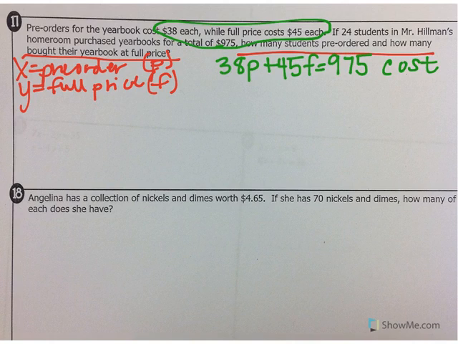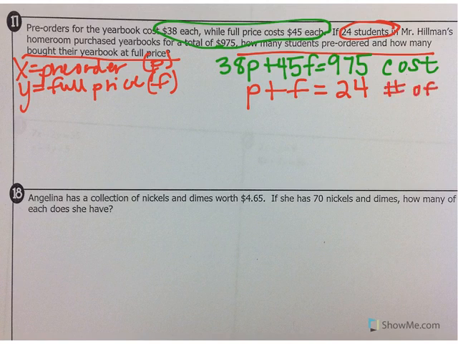So the next equation, it looks like we used everything, but we really didn't. We didn't use 24. This number 24 has to do with how many students. Okay, that's how many pre-orders, how many full price orders. So we do P plus F, because that's how many pre-orders, how many full price orders. That total is going to equal 24, because that tells me the amount, or number of.